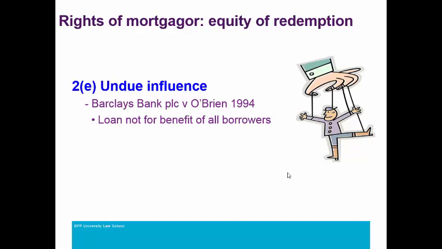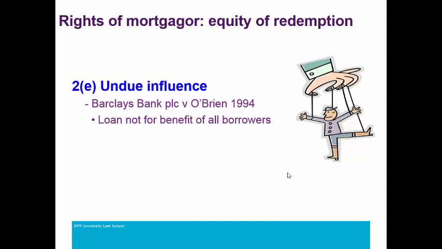The point about undue influence is that the onus is on the lender to ensure that anyone who's got an interest in the property has got independent legal advice before entering the mortgage, so that they go in with their eyes open. They can make a proper consent knowing what the lender can do if things go wrong. Otherwise, they can argue undue influence to get out of the security.